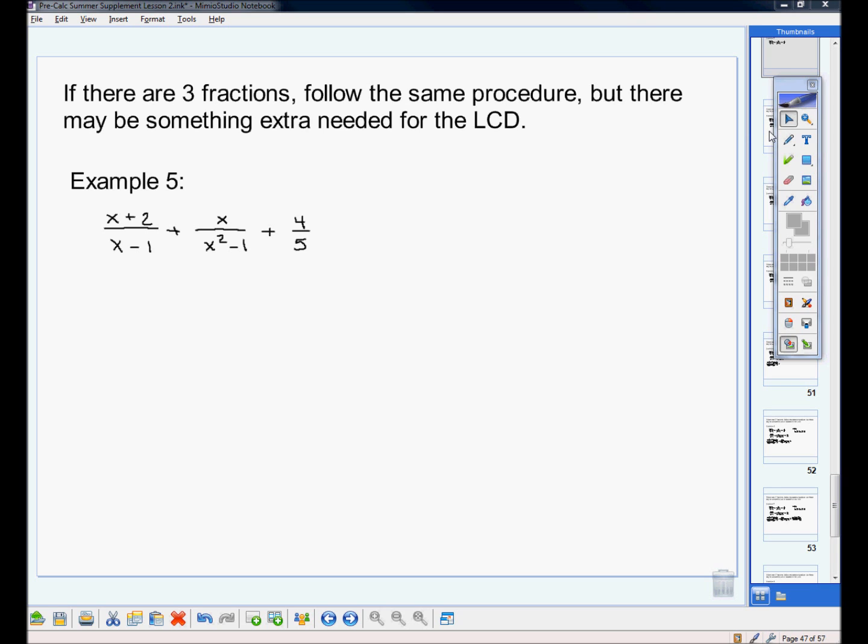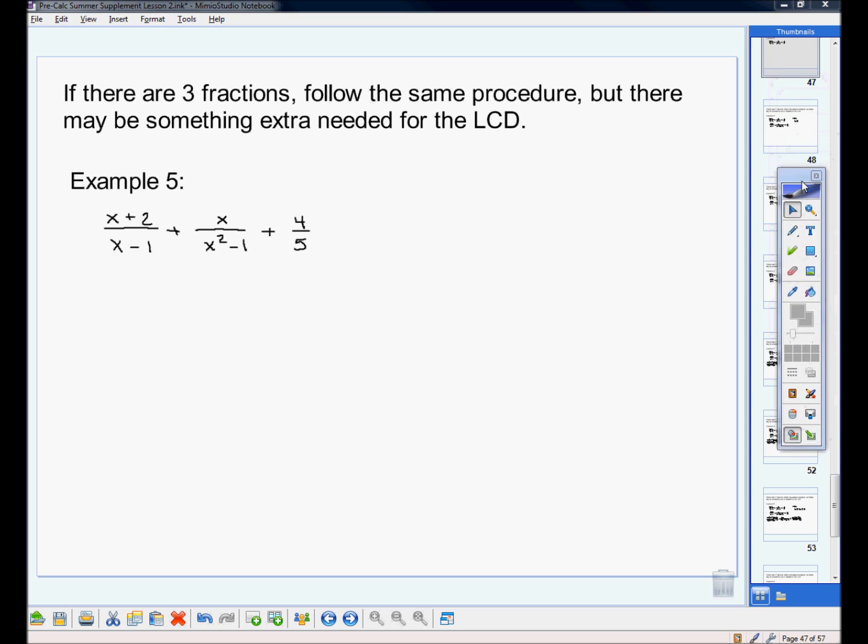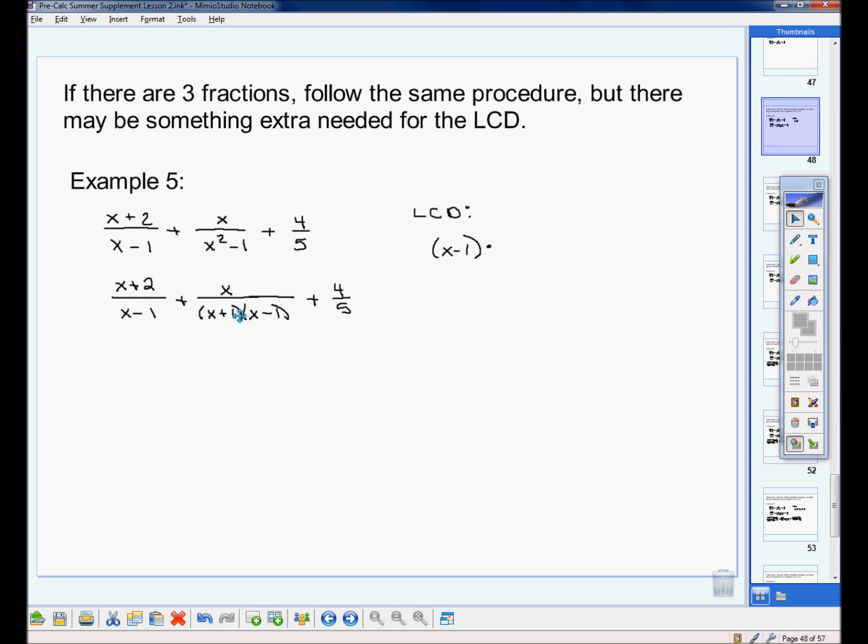The same rules work for subtraction. You need to make sure that you'll have a common denominator across all 3. So taking a look at this example right here, we will need to first factor our denominators. Keep in mind x squared minus 1 is the difference of 2 squares.